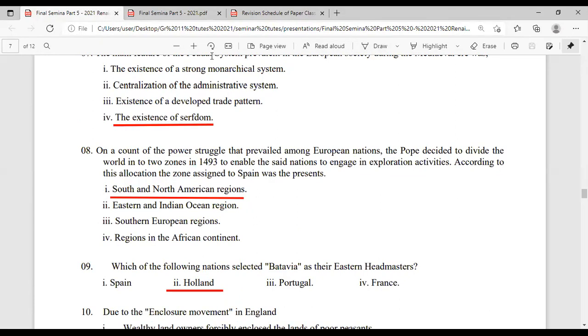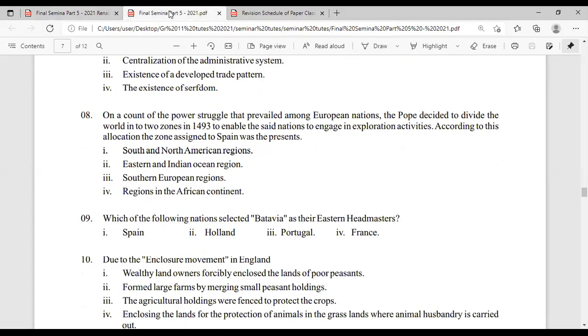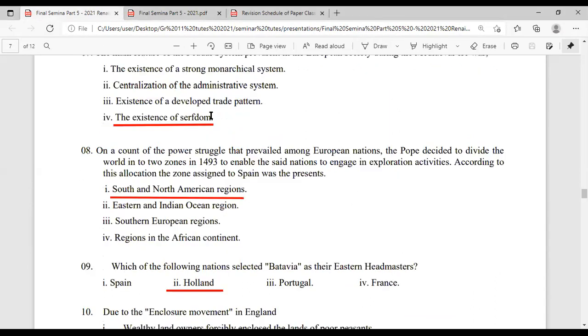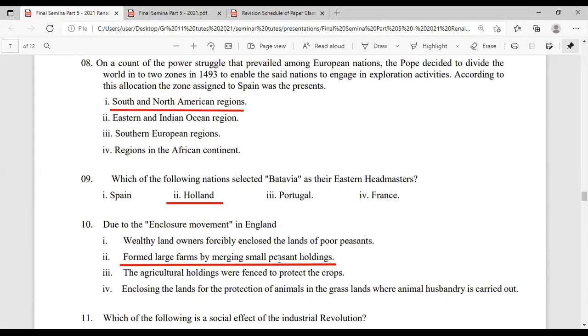Okay, so due to enclosure movement, what happened? Wealthy landowners forcibly enclosed the lands of the poor peasants, formed large farms by merging small peasant holdings. The agricultural holdings were fenced to protect the crops and closing the lands for the protection of the animals. Many answers have come, we'll see. Two, yes, you're correct. The second answer is correct: formed large farms by merging small peasant holdings.